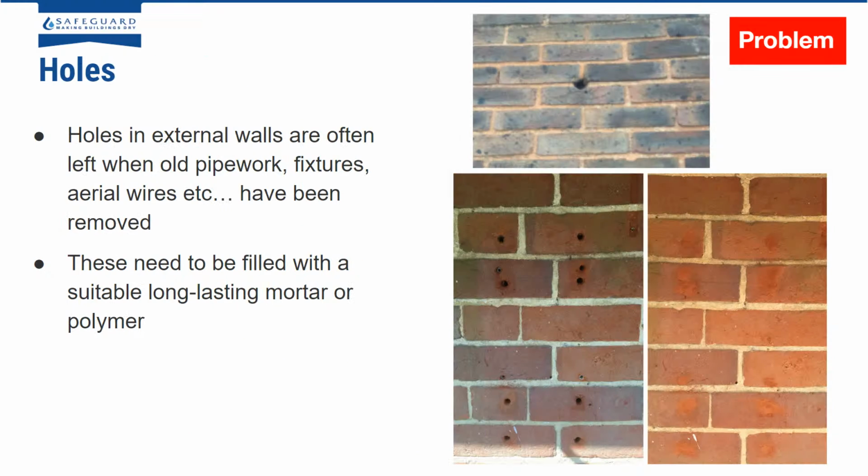Holes are very commonly found in old properties, but also even in new properties where, for instance, if someone's had a new satellite dish installed, when they install it, they might drill a hole to secure their ladder, and they finish the work and they leave the hole there. So that can easily be a route for moisture to get in. So in those situations, they should just simply be filled with a long-lasting mortar or a polymer.